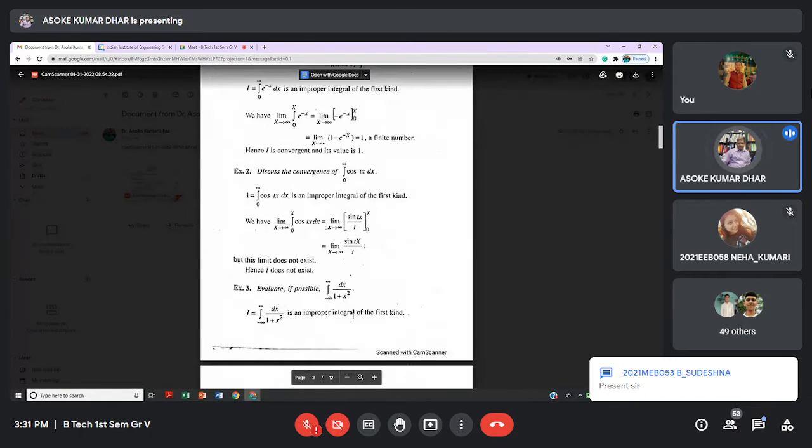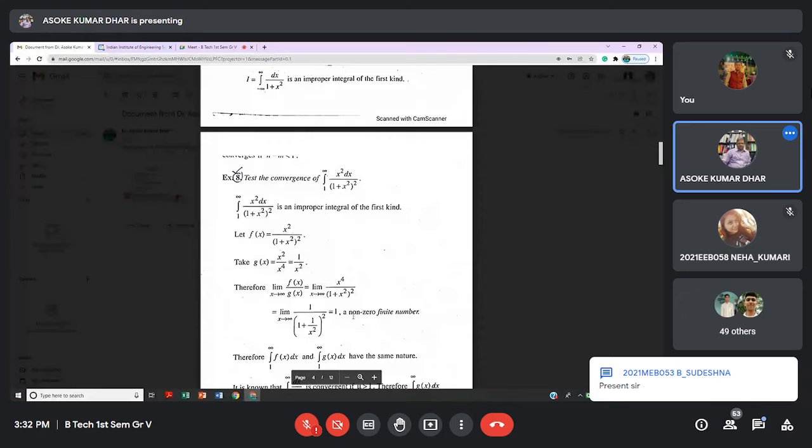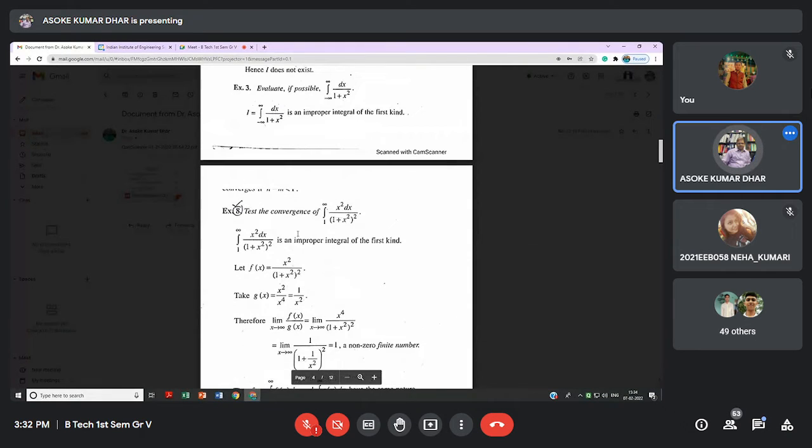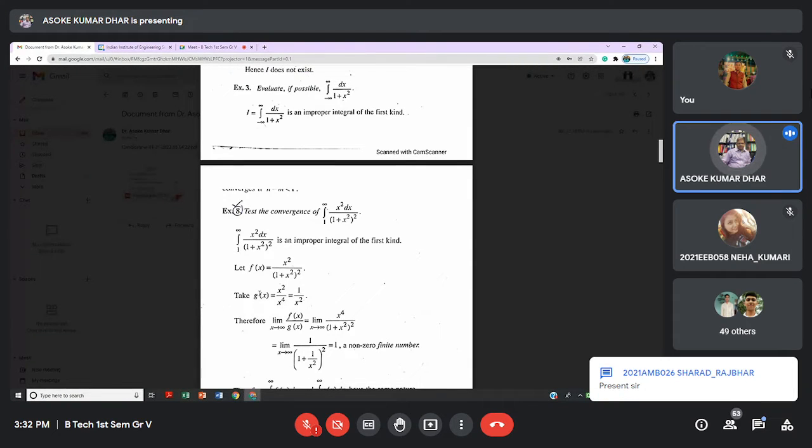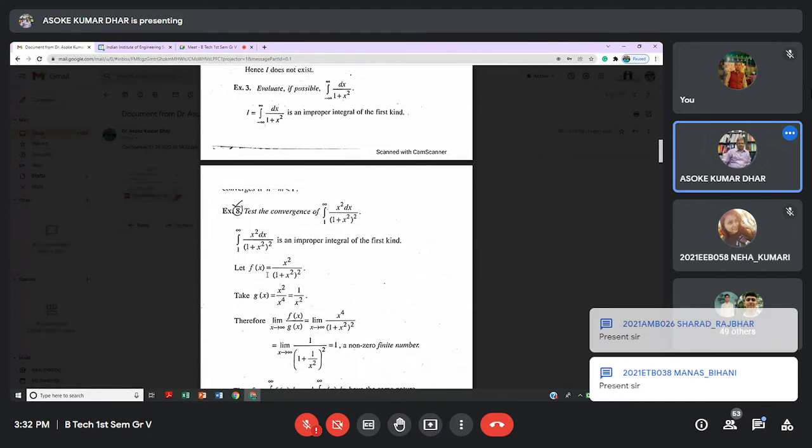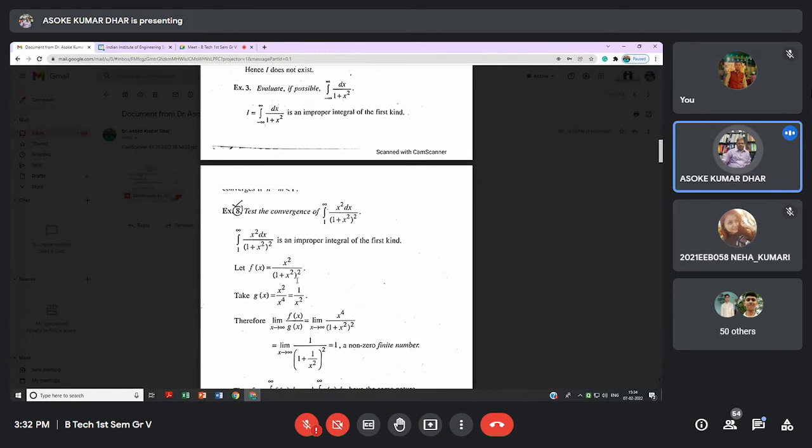Now you consider, this is a very easy problem. This is the mu test. Now here f(x) is equal to this. Now we take g(x), which is obtained from f(x) by considering the highest power of x in the numerator and the highest power of x in the denominator, that is x squared by x to the 4, or 1 by x squared, and finding out the limit of f(x) by g(x) as x tends to infinity.